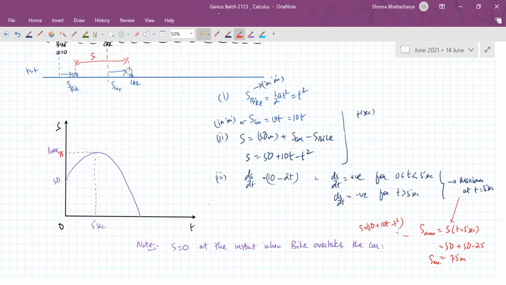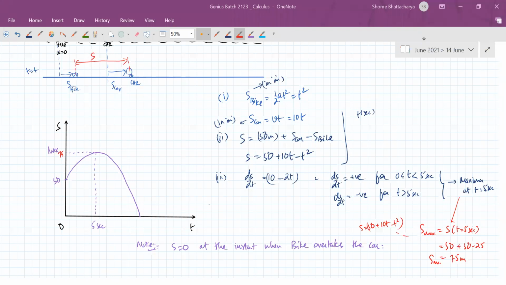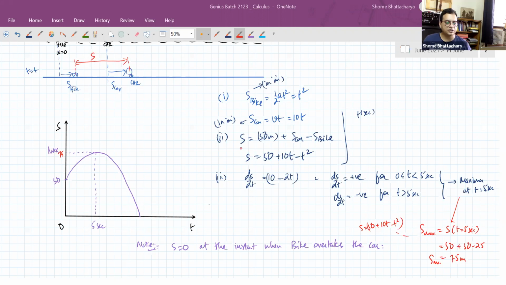Sir, can you explain the last part again? The displacement. The third part? Yes, sir. Okay, so see, for the third part, what we are doing is we want to plot the graph of S versus time, distance versus time.